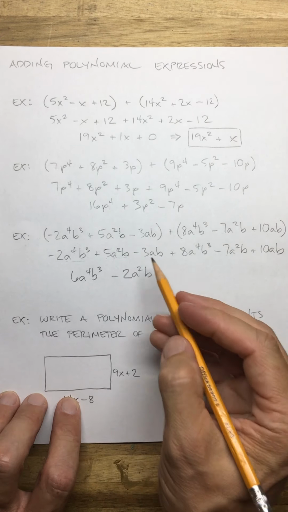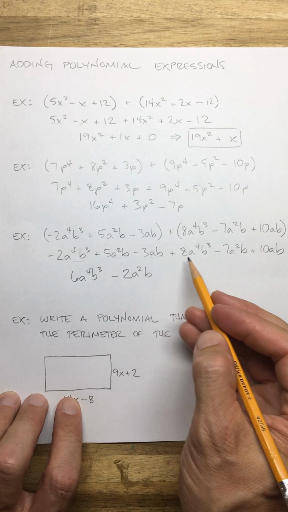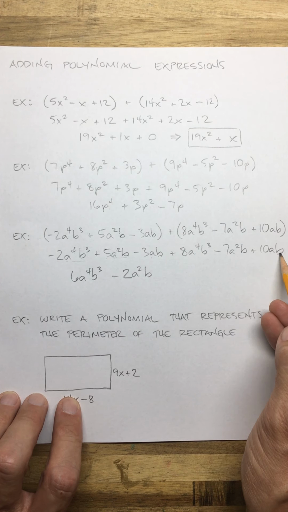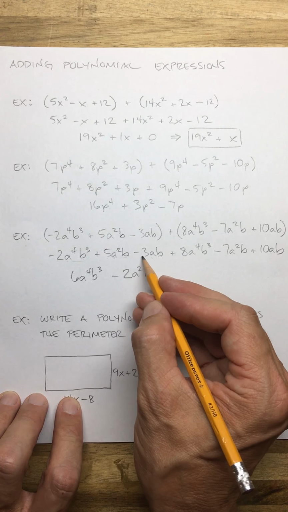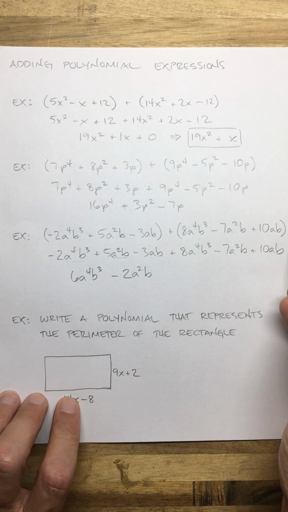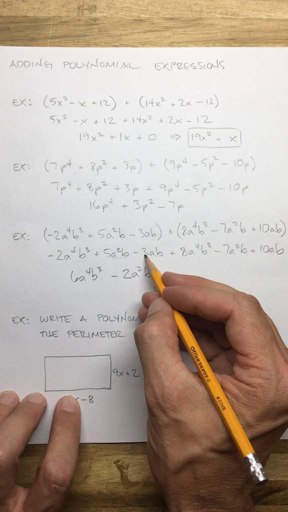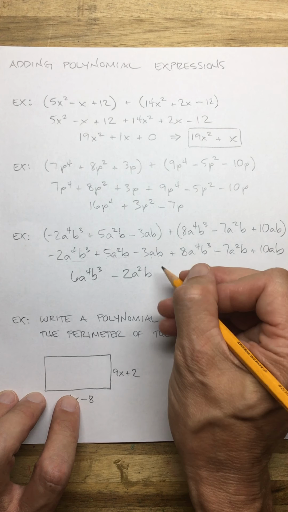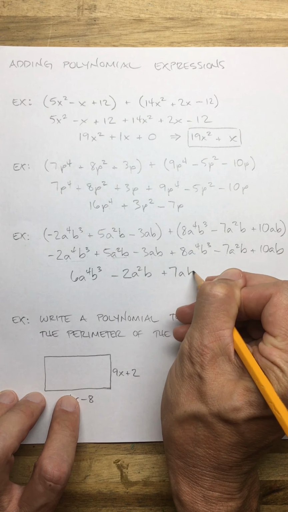Okay, and finally I have an a and a b, and if you look down here I also have an a and a b. So here I am taking away 3 of them, and here I'm adding 10 of them. So if I have 10 of them and I take away 3, that leaves me with 7. So that's a positive 7ab.